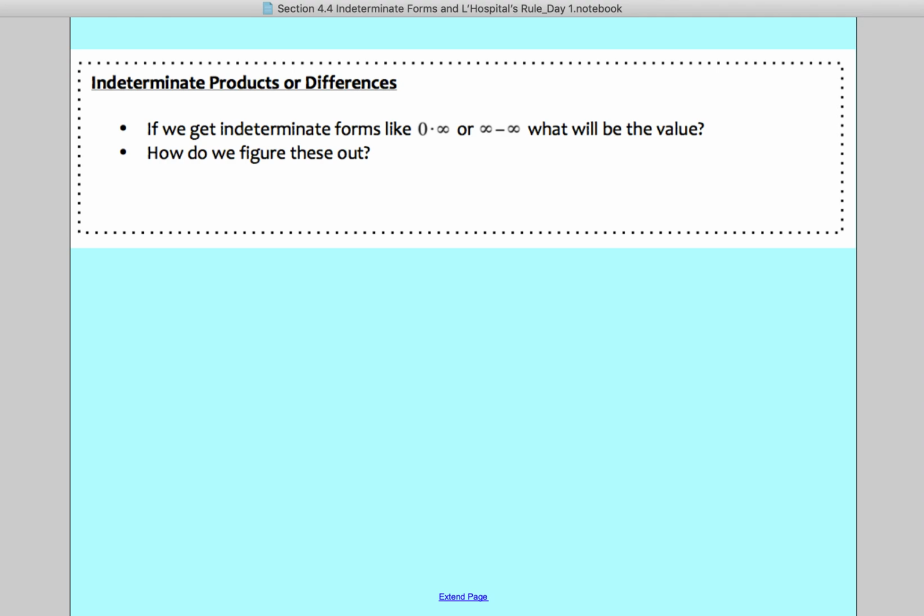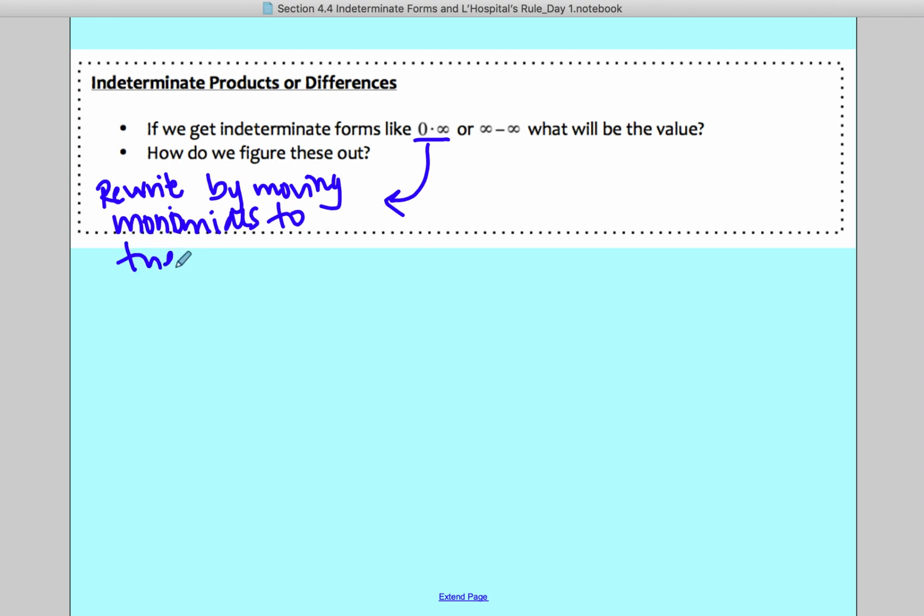Then we're going to look at the last 2 types of indeterminate forms for today, and then tomorrow we'll do the ones with exponents. So we can have indeterminate forms like 0 times infinity or infinity minus infinity. Typically, in order to handle this form, you rewrite by moving monomials, typically, this is not always, to the denominator.